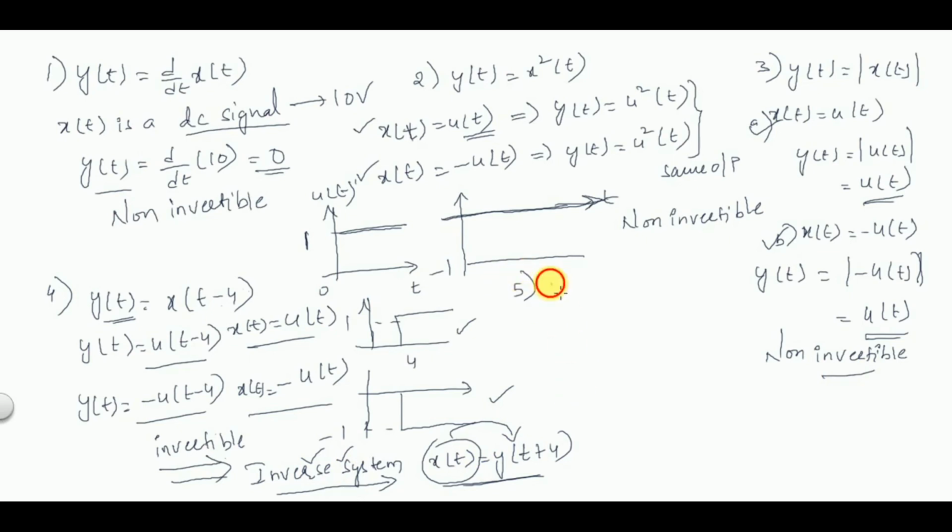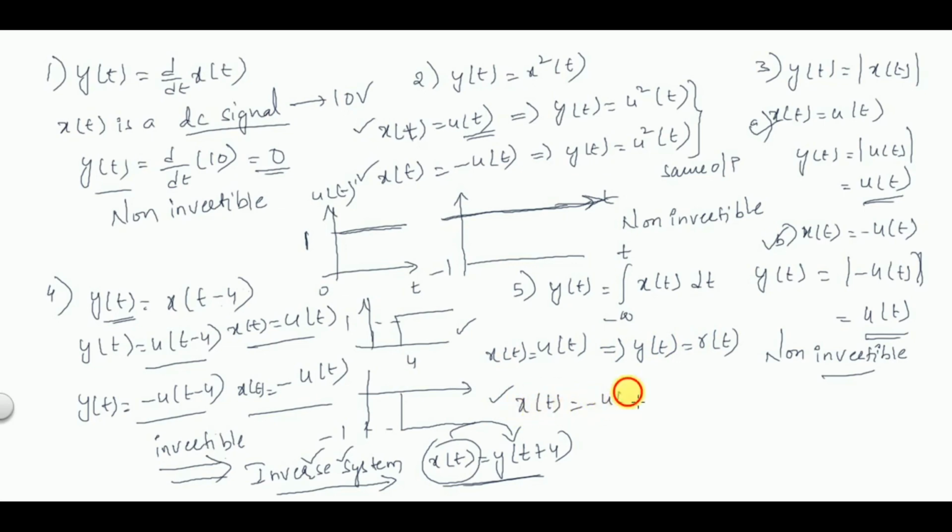So the last problem we'll take. y of t is equal to the integral from minus infinity to t of x of t dt. So for x of t equal to u of t, what will be our output y of t? The integral of u of t is r of t. When x of t is equal to minus u of t, then y of t is equal to minus r of t.